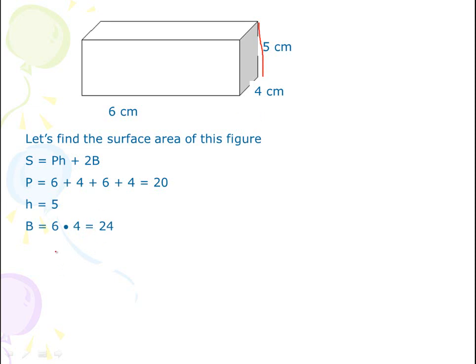Plug everything into my formula. 20 times 5 plus 2 times 24 gives me 100 plus 48, which is 148 centimeters squared. How'd you do?